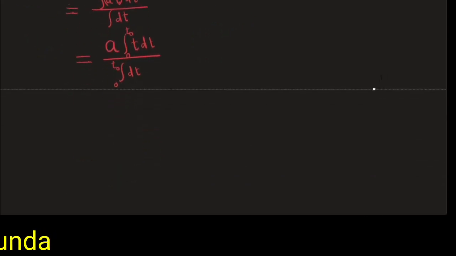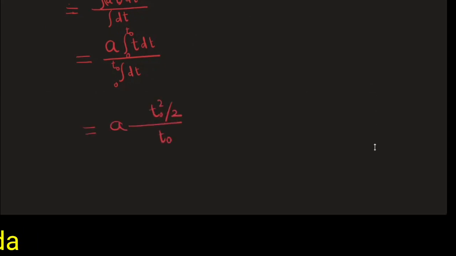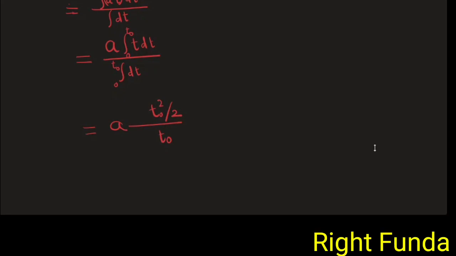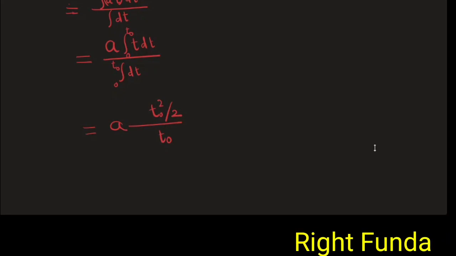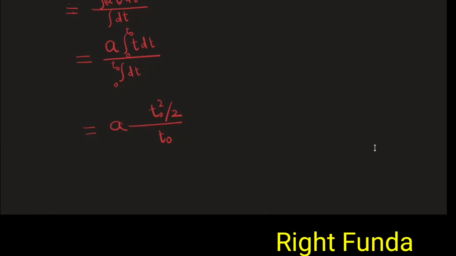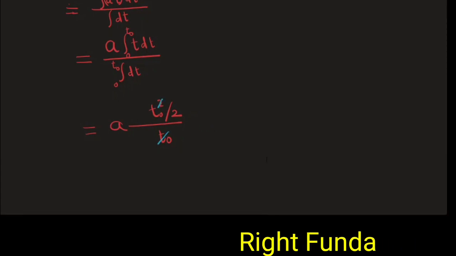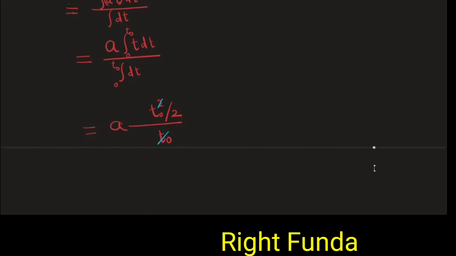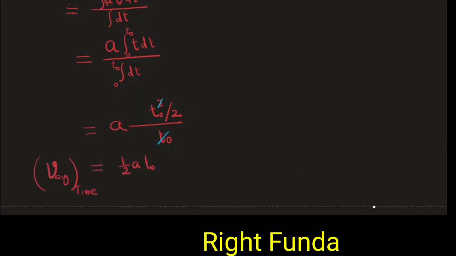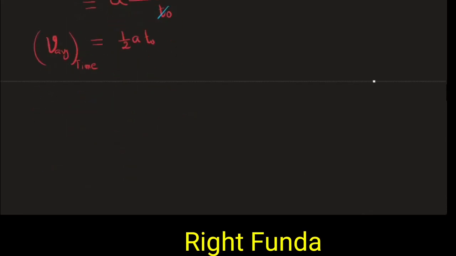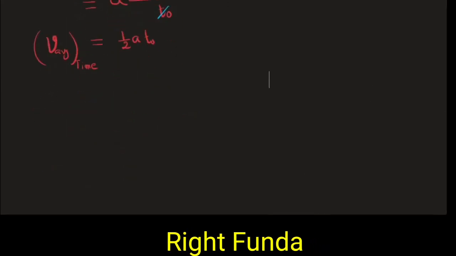After this, if you carry out the integration and substitute the upper and lower limits, we get a t0 square by 2 in the numerator, and the denominator, the integration of dt, is equal to t0. One t0 cancels, and I remain with the time average velocity equal to half a t0. This is the time average velocity I obtain.